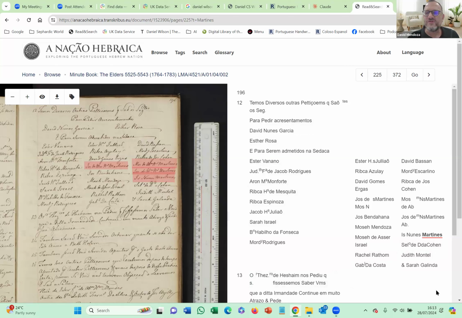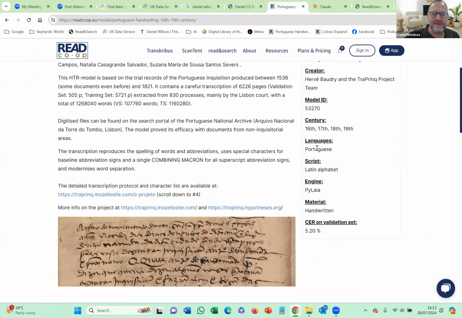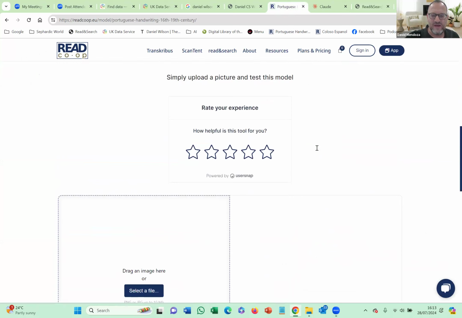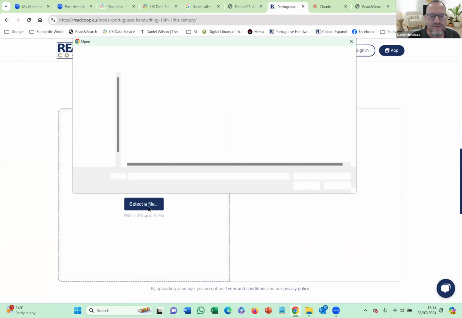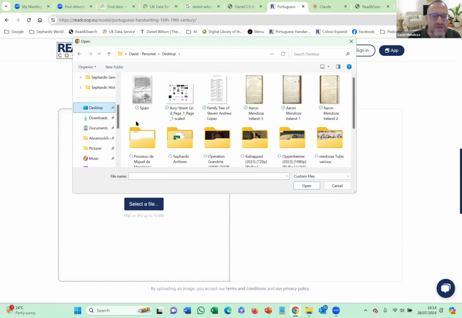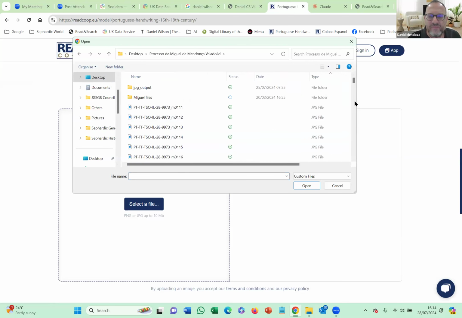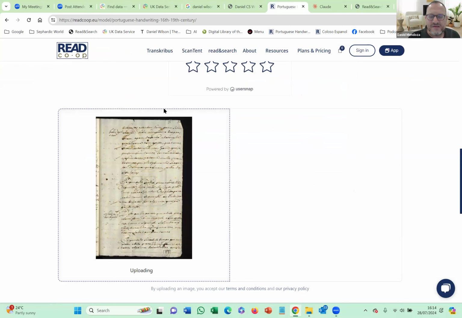Let me show you the Portuguese Inquisition archive. This is the other model, Carla Vieira and friends' models from Lisbon. And let me just try and find my, computer's getting really slow, desktop. Proceso de Miguel de Mendonça. Okay, so let's just take this. This is just a page from an Inquisition proceso.